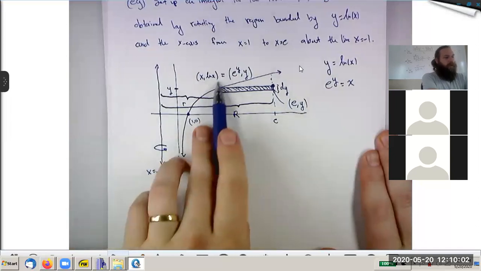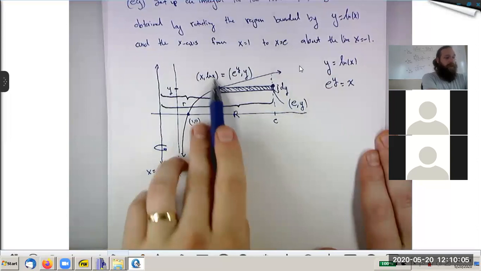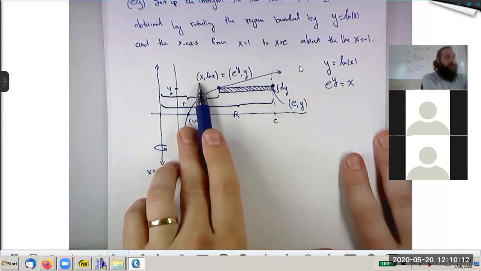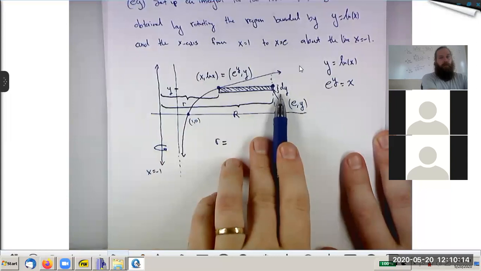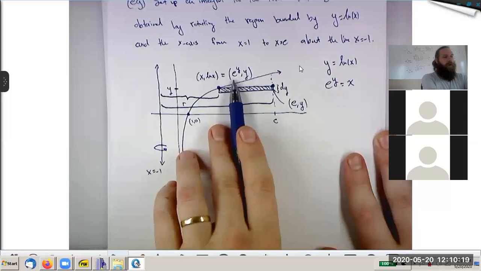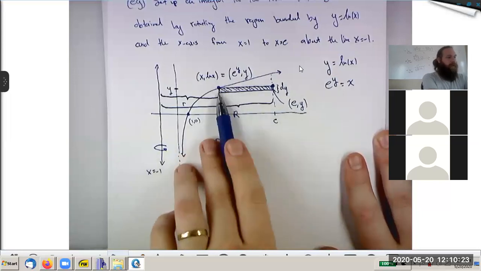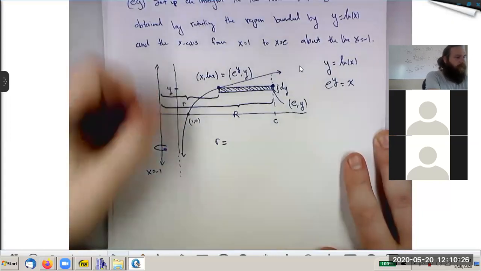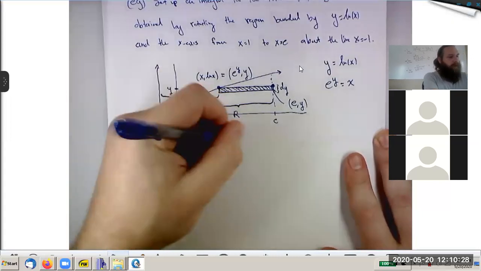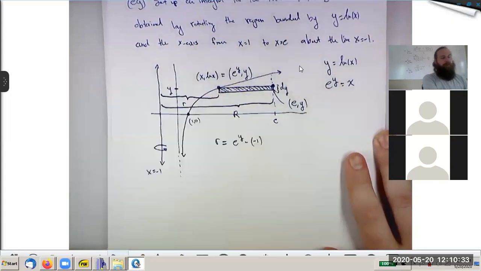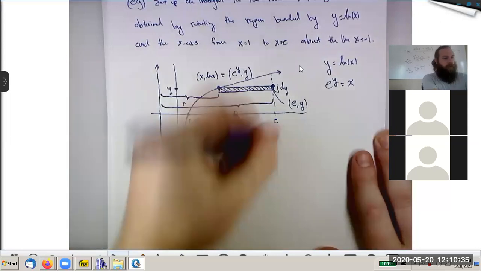Now the x value at this point, you could either say is x, wouldn't be incorrect, but it's not in terms of y. And I need it to be in terms of y because my differential strip has thickness dy. So that's why we rewrote this point as e to the y comma y. So this x value here is e to the y, and the x value over here is -1, right? This is the line x equals -1. So little r is e to the y minus -1, or just e to the y plus 1.